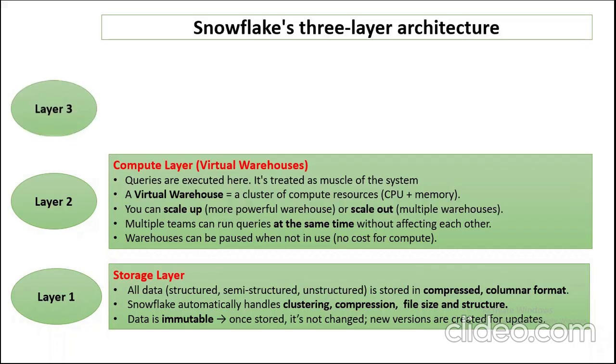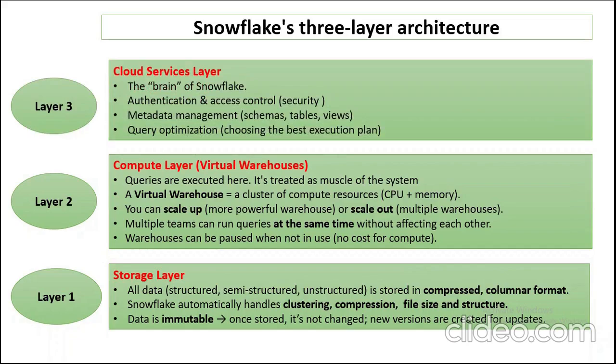And the third layer is the cloud service layer. This cloud service layer is treated as the brain of Snowflake, because all authentication, access control, metadata management, query optimization and security, everything is taken care of by the cloud service layer. So these are the three major layers in Snowflake: one is the storage layer, the second is the compute layer, and the third is the cloud service layer.